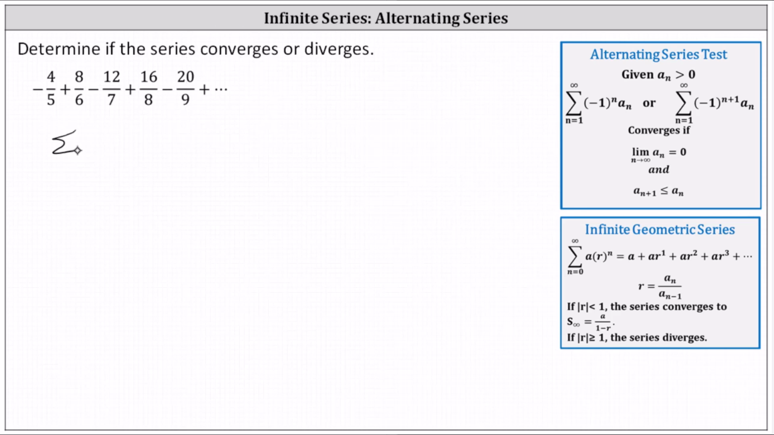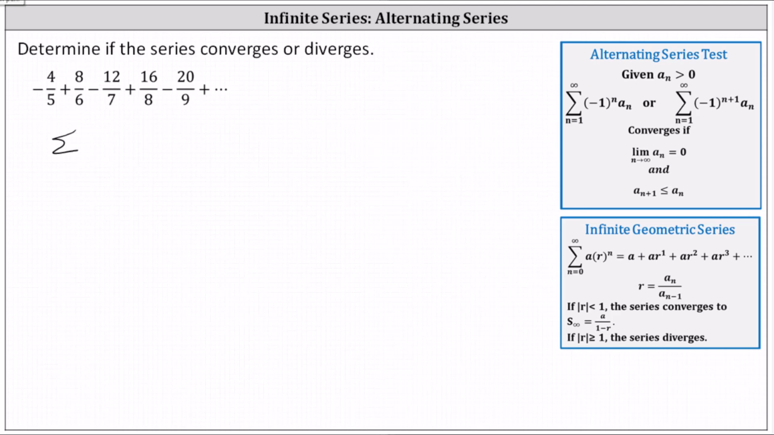And now to analyze the numerator and denominator separately. Notice the numerators increase by 4. 4 plus 4 is 8. 8 plus 4 is 12. 12 plus 4 is 16, and so on. And the denominators increase by 1 each time. 5 plus 1 is 6. 6 plus 1 is 7. 7 plus 1 is 8, and so on.